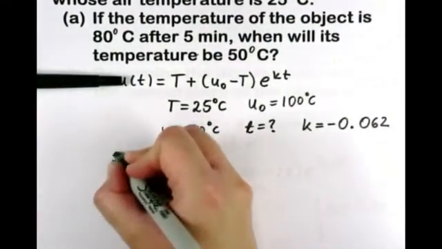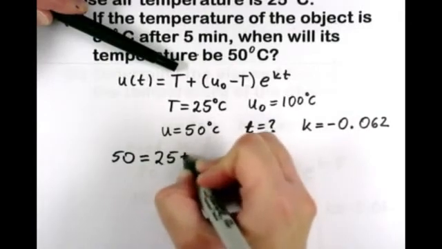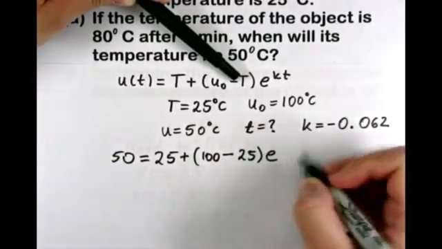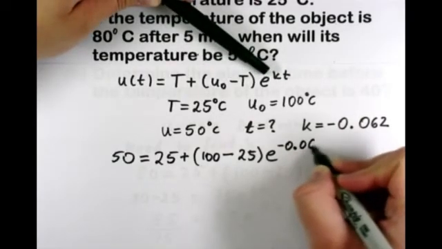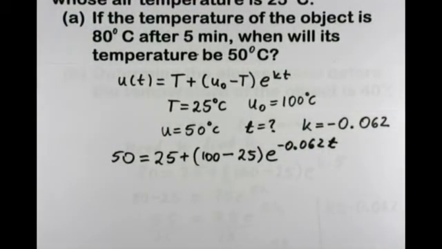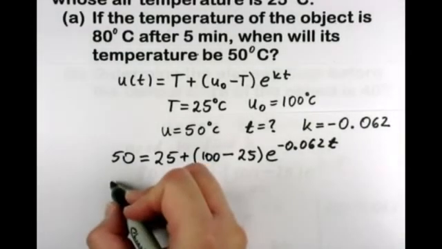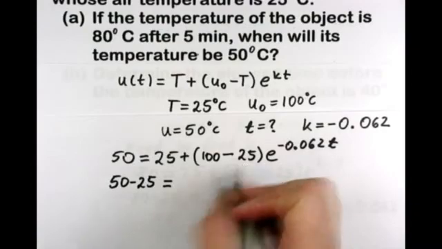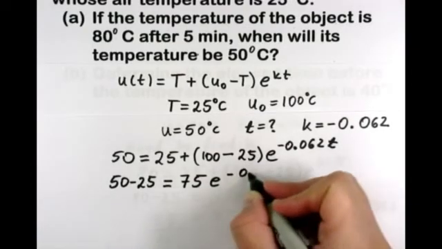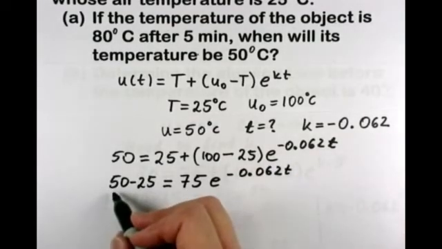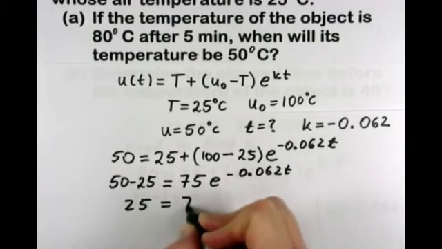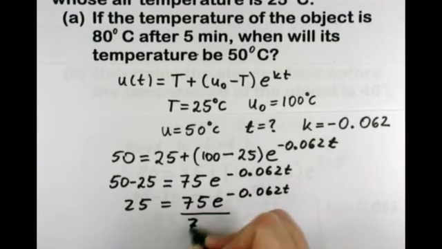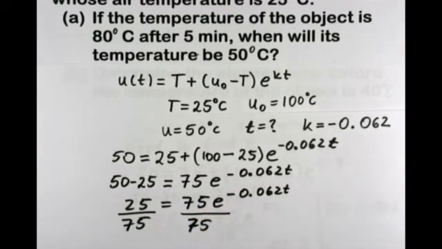u is 50 is equal to T is 25 plus u0 is 100 minus T is 25, e to the power k is minus 0.062 and t, we would like to find the t. So 25, we can bring this over. So we have 50 minus 25 is equal to 100 minus 25 is 75, e to the power minus 0.062t. 50 minus 25 is 25 is equal to 75 e to the power minus 0.062t. We can divide by 75.